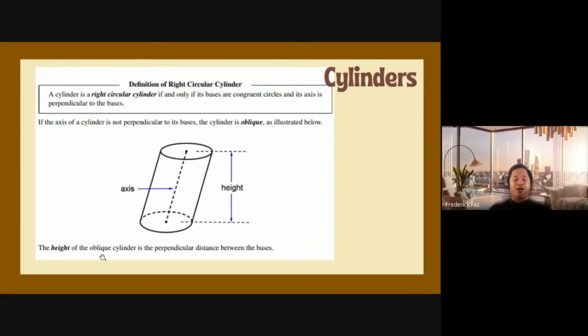The height of the oblique cylinder is the perpendicular distance between the bases po. So, ito po yung height. So, hindi po yung ito po. So, in this case po, yung axis po at yung height ay magkaiba. Pero kapag right circular cylinder po, the axis and the height are the same.